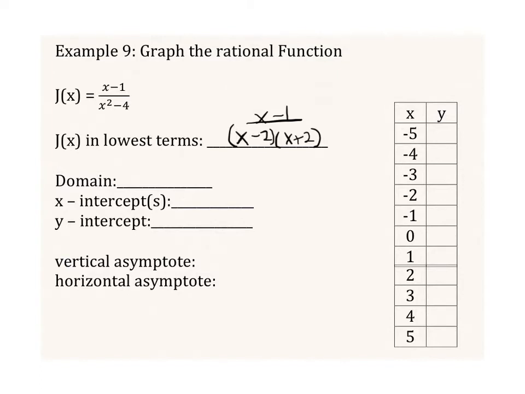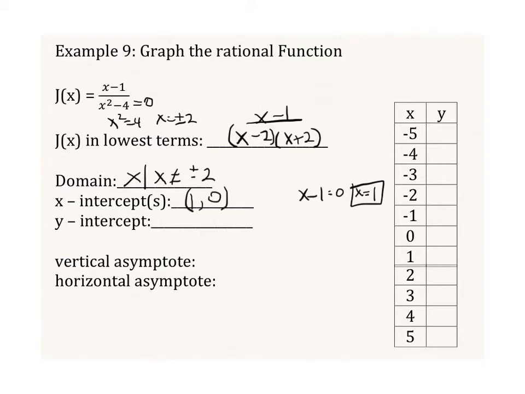Again, our domain, we set our denominator equal to 0 and solve. And I get x squared equals 4, so x equals plus or minus 2. So my domain would be all x's, provided that x doesn't equal plus or minus 2. To find my x-intercepts, I take my numerator, x minus 1, and I set it equal to 0, and I get x equals 1. So at x equals 1, we have the x-intercept, (1, 0). So there's only 1.